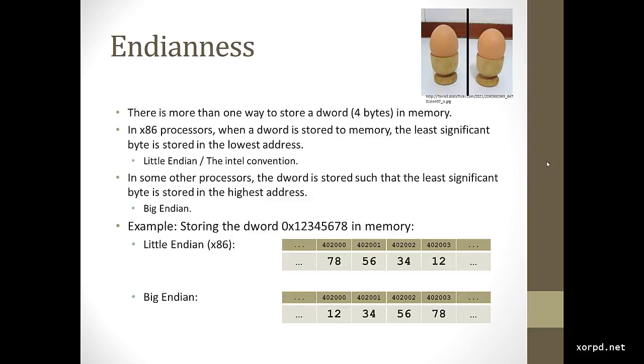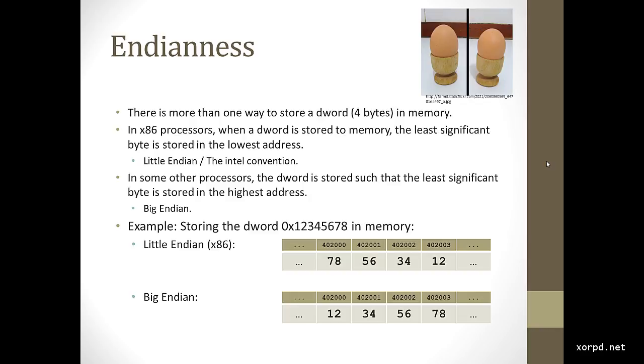Endianness, or maybe endiannity. It depends how you want to call it. There is more than one way to store a D word, or 4 bytes, in memory. There is also more than one way to store a word in memory, which is 2 bytes. So we have to pick a direction or a convention. In x86 processors, when a D word is stored to memory, the least significant byte is stored in the lowest address.